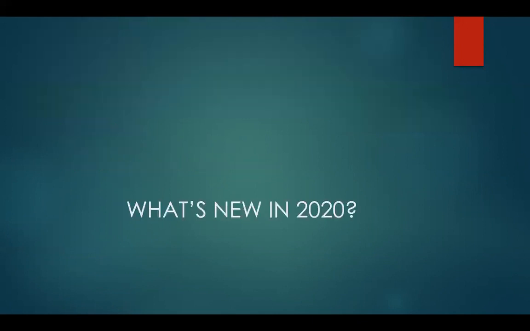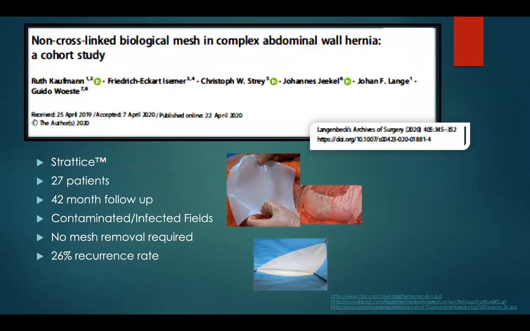So what's new in 2020? Certainly there's been a lot of gradation between that time frame, but we've heard time and again, as we have these annual conferences, what people are doing, what have we been doing in the last year with these mesh infections, and who can we salvage? So let's talk about biologic meshes. What's the latest on those publications in those contaminated fields? You can see just published in April of 2020 from Dr. Yeakel's group, Strattice mesh, 27 patients, and a 42-month follow-up in these contaminated fields.